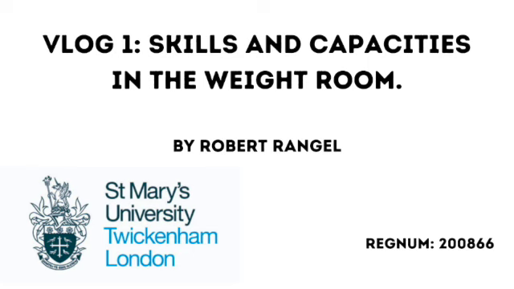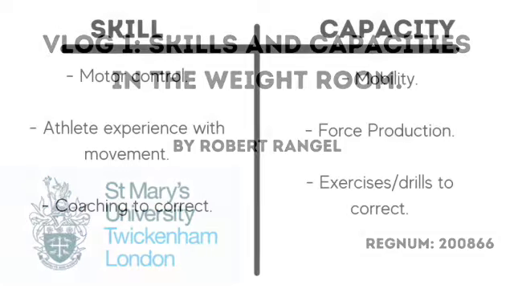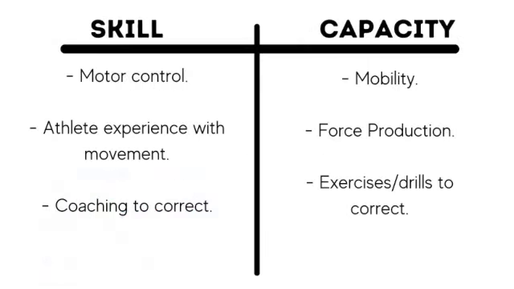Firstly, it is important to distinguish between a skill and a capacity. A skill issue is related to motor control, and the ability to execute the skill can be determined by how familiar the athlete is with the particular movement set. If the athlete presents with a skill issue, it can quite often be corrected with the appropriate coaching.